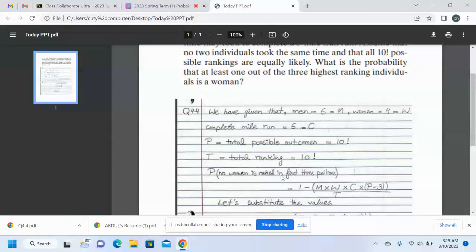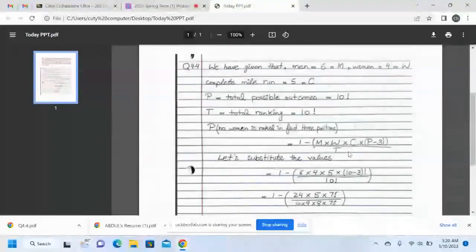Yes, Professor. This is the probability of no woman being ranked in the first three positions, right? Yes, Professor. Here, 1 minus M means 6, right? Yes, Professor. W is 4, women. Then complete mile run is 5. Yes, Professor. And P is total 10 factorial, which is minus 3, 10 factorial minus 3. I don't understand this equation.